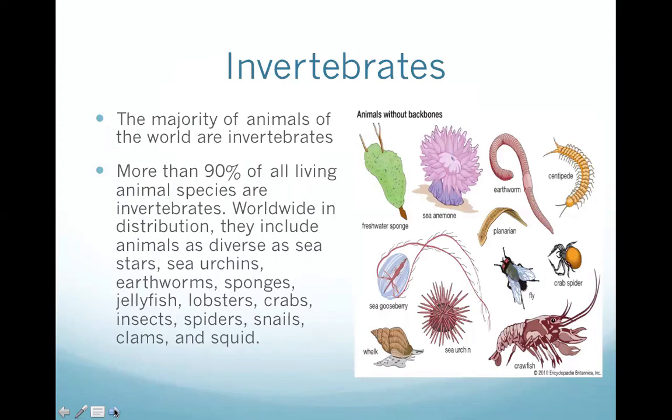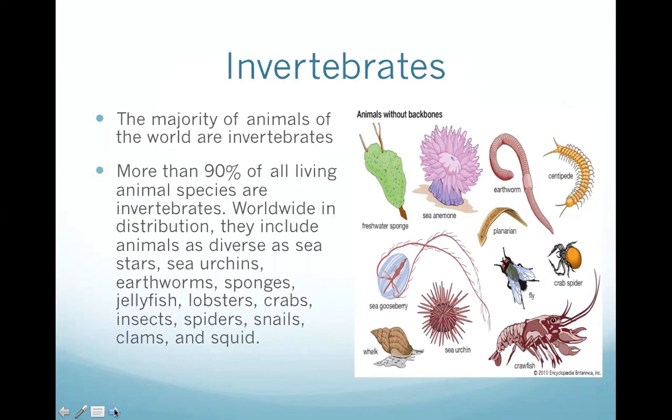They're found all over the world. They include animals such as sea stars, sea urchins, earthworms, sponges, jellyfish, lobsters, crabs, insects, spiders, snails, clams, squids. All of those are in the invertebrate category.